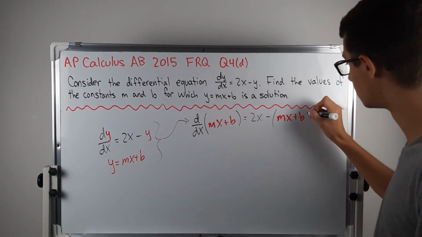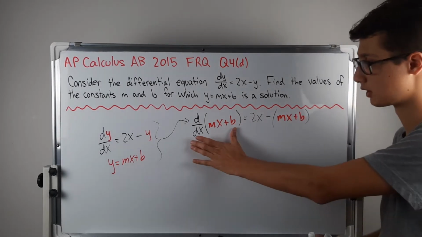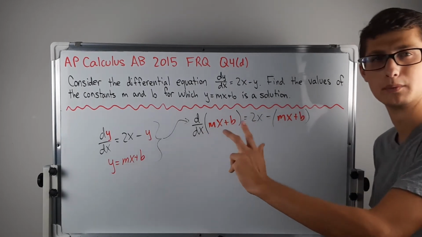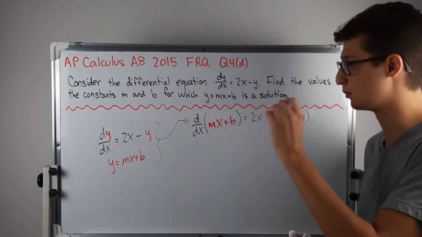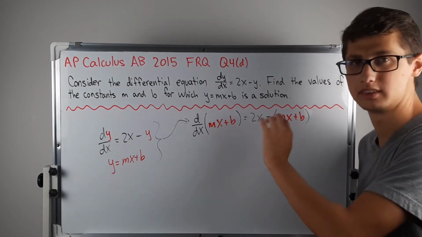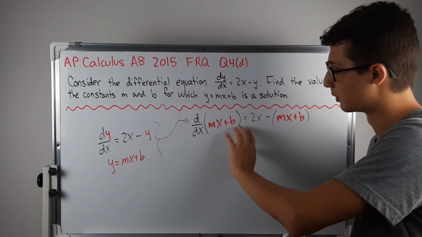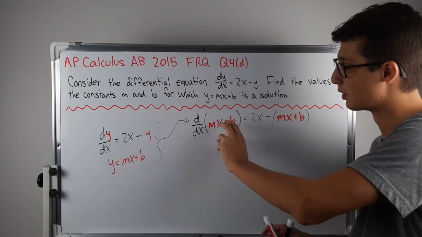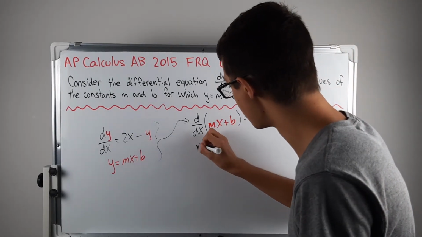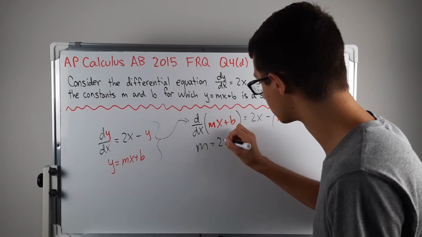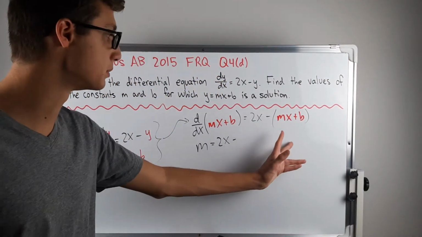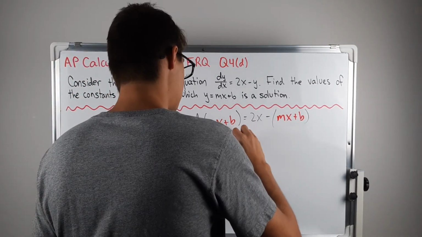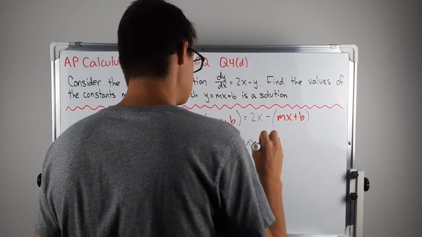And so from here, we can start by taking the derivative. The derivative of mx plus b might be a little weird because we have the m and the b as constants. Just think of them as numbers. If b is a constant, the derivative of a constant is 0, so that goes away. The derivative of a constant times x is just that constant, so in the end, we're left with m. m is equal to 2x minus, and now we distribute the negative sign across the parentheses, so it's 2x minus mx and then minus b.